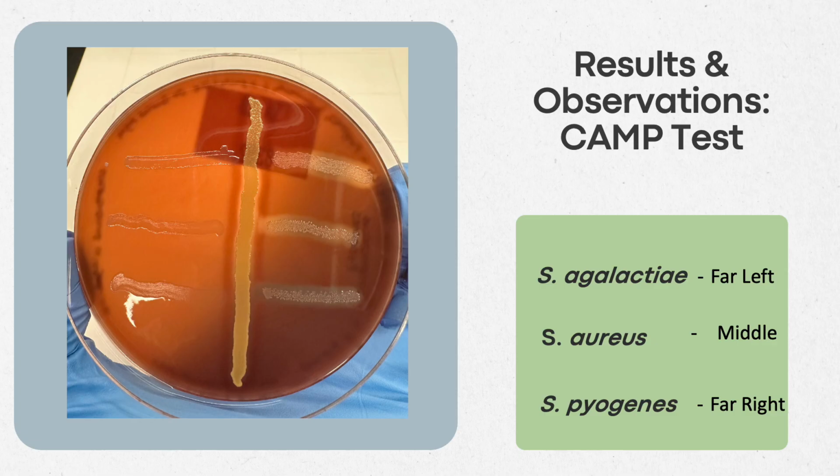After incubation, Streptococcus agalactiae produced an arrowhead-shaped zone of enhanced hemolysis near the central Staphylococcus aureus streak. This pattern indicated a positive CAMP reaction, which is characteristic of S. agalactiae. On the far right, Streptococcus pyogenes did not show an arrowhead pattern and remained CAMP negative. This test demonstrated the synergistic effect between the CAMP factor produced by S. agalactiae and hemolysin produced by S. aureus. It also helped confirm the identity of S. agalactiae on the plates.